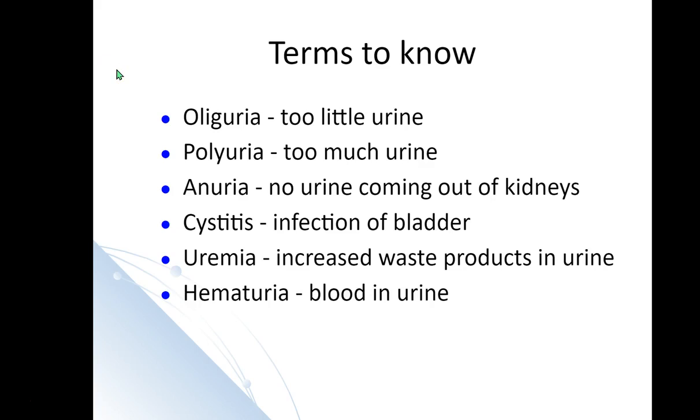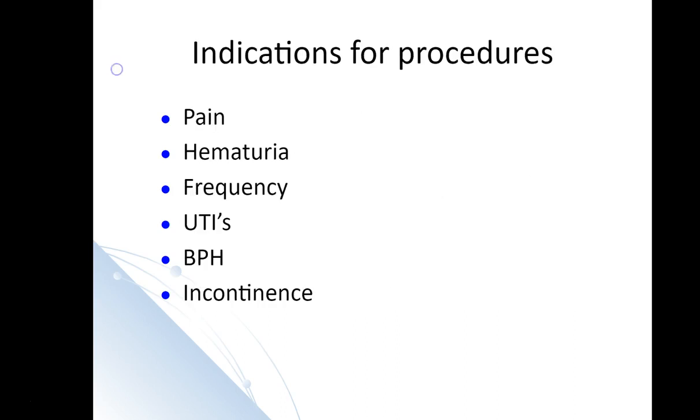Hematuria, we already know that's blood in the urine. Remember, it can be gross hematuria where the patient can see it, or microscopic where it's only detected in lab. Now, there might be some reasons or some indications or some symptoms of why we would want to image the urinary system. The most common indications for imaging of the kidneys and the bladder includes pain. Now remember, the kidneys are retroperitoneal organs, so patients often report they're having flank pain or back pain.